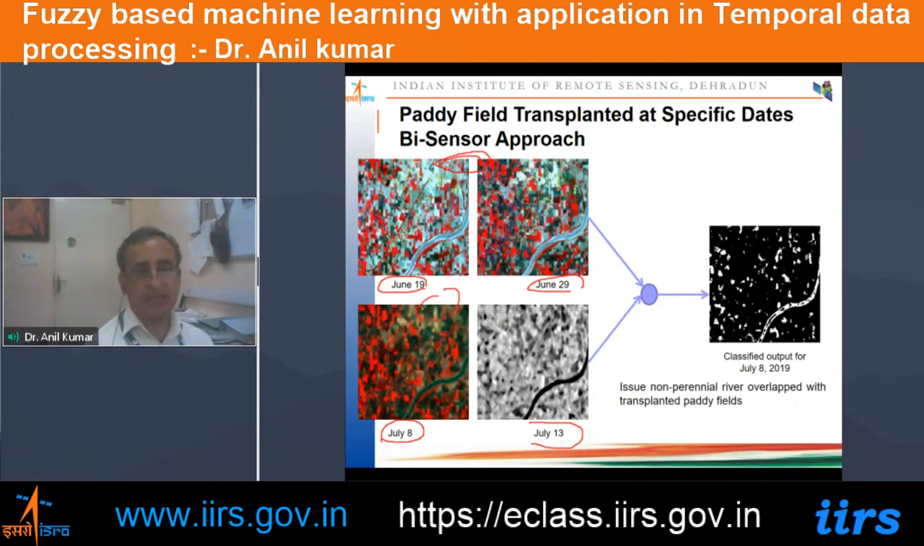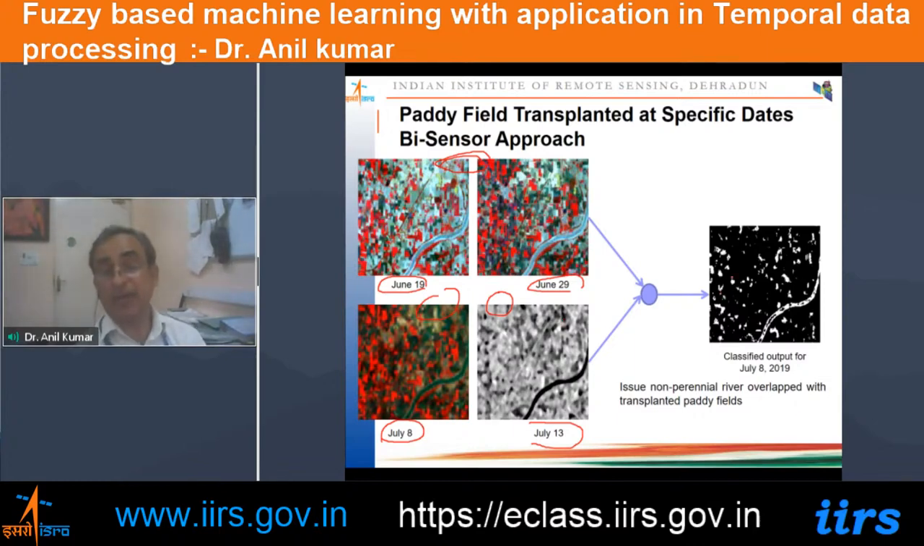You can see its resolution is 30 meter. And on 8th July, we are finding out the transplantation done of paddy fields. On 13th July, we did not get any image in the optical domain, so here we are using the image from Sentinel-1, SAR image. So from 3 different sensors, Sentinel-2, Landsat 8, and Sentinel-1, we are incorporating the data and trying to map the paddy fields. So that is one problem, to incorporate the multi-sensor data, here 3.